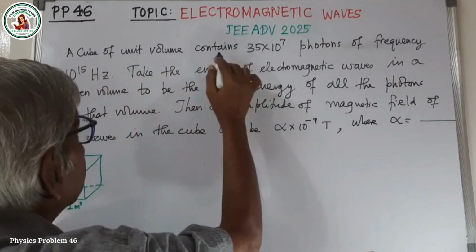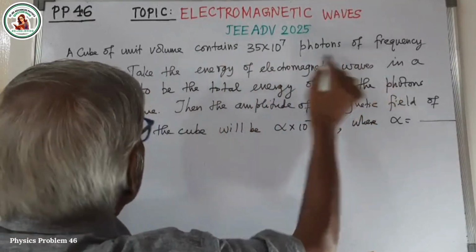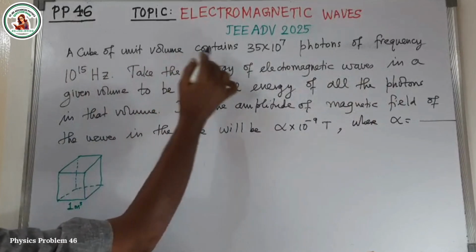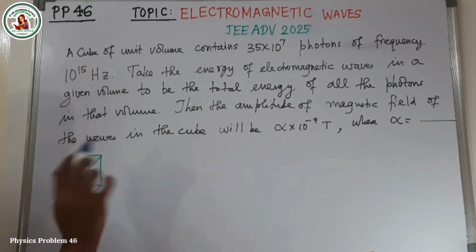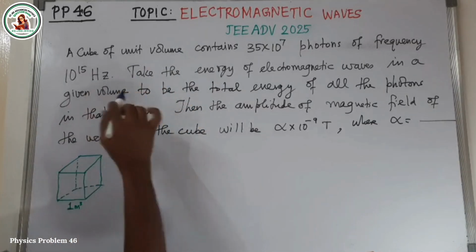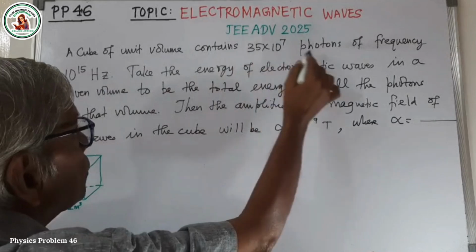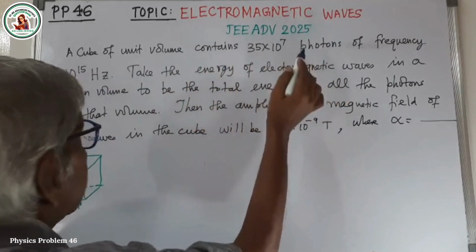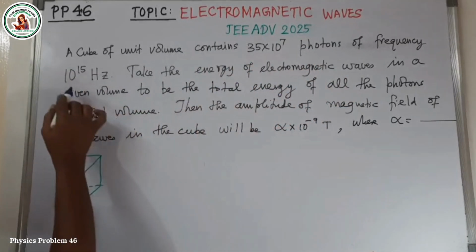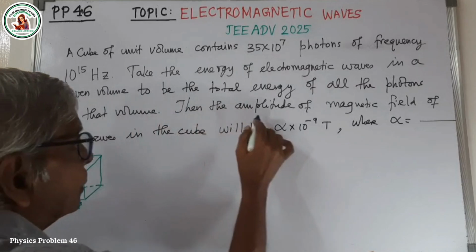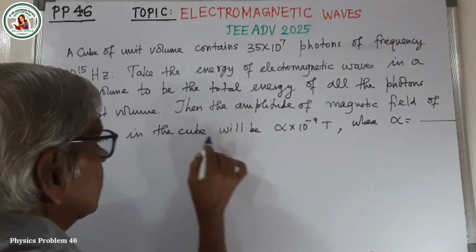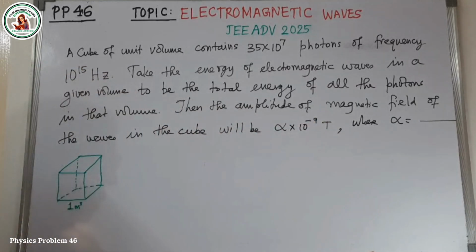The number of photons in a certain cube is given. It is a cube of unit volume, 1 meter cube volume. Photon number is given as 35 into 10 power 7, and frequency is given. The amplitude of the magnetic field of waves in the cube is what we want.